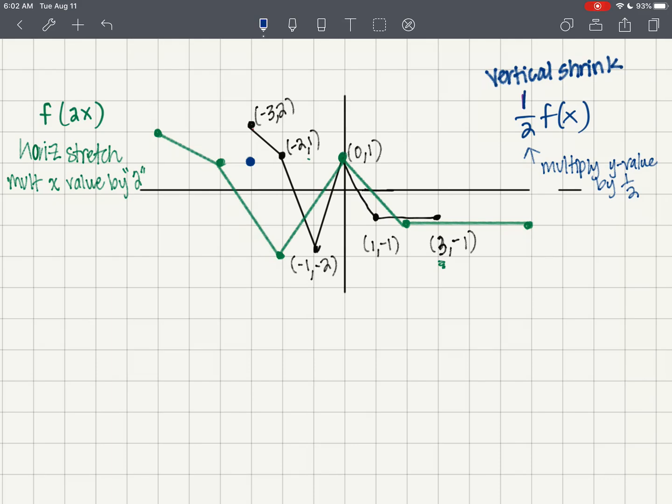Negative 2, 1 becomes negative 2, 1/2. Negative 1, negative 2 becomes negative 1, negative 1. 0, 1 becomes 0, 1/2. 1, negative 1 becomes 1, negative 1/2. And 3, negative 1 becomes 3, negative 1/2. So we'll connect those points, and you can see how we have been vertically shrunk.